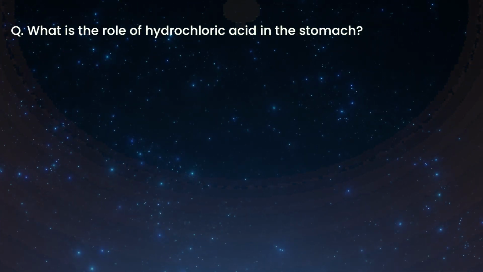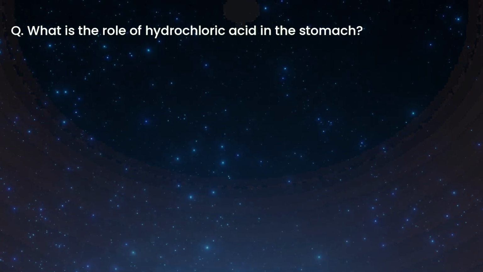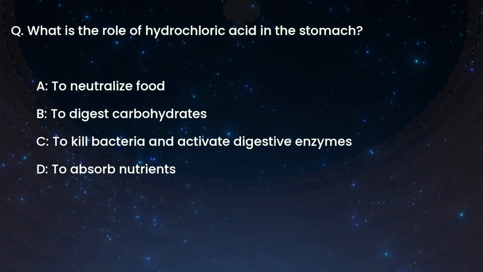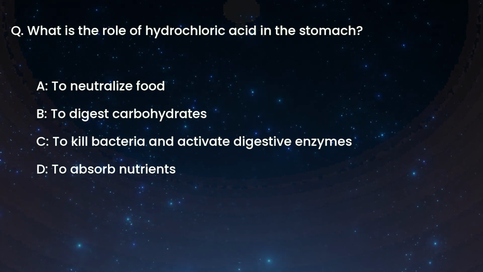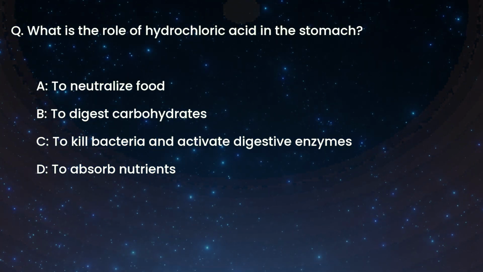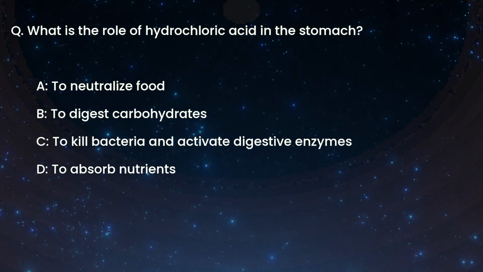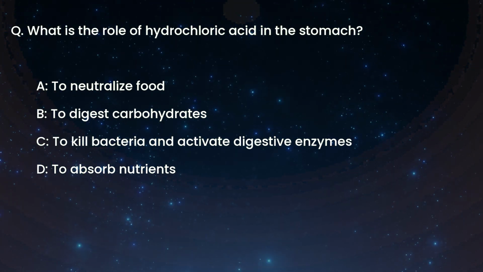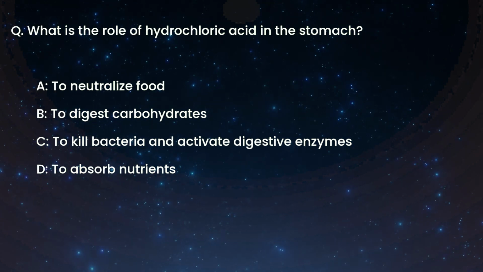Question: what is the role of hydrochloric acid in the stomach? Option A. To neutralize food. Option B. To digest carbohydrates. Option C. To kill bacteria and activate digestive enzymes. Option D. To absorb nutrients. You have 5 seconds to answer the question.